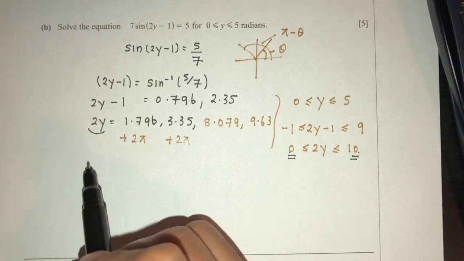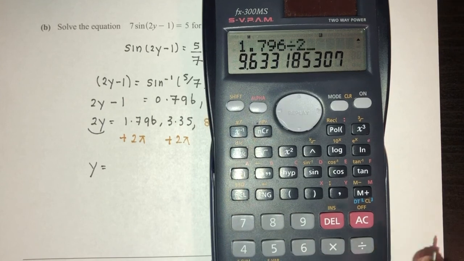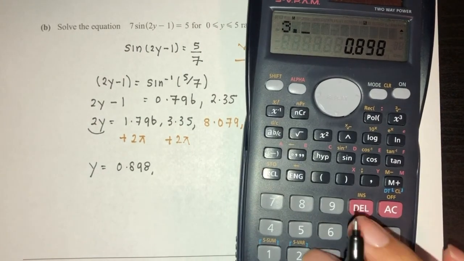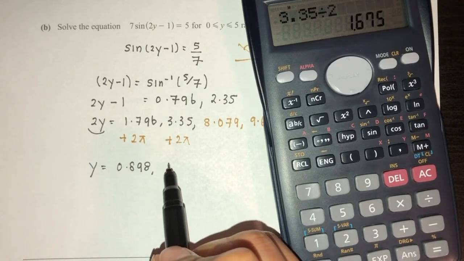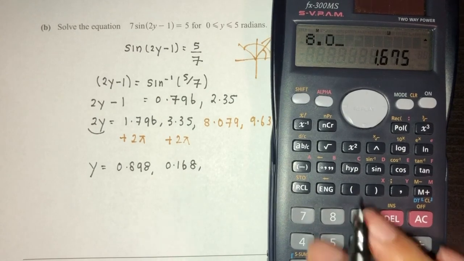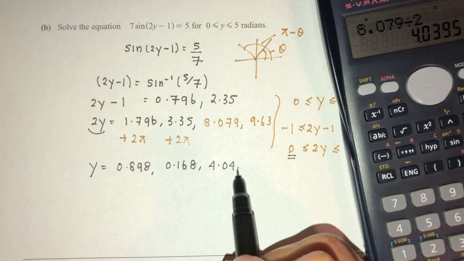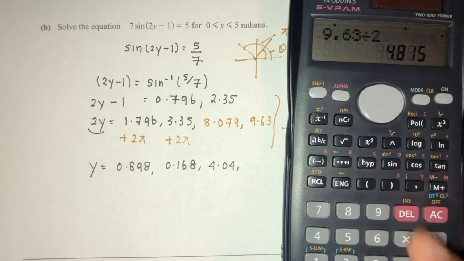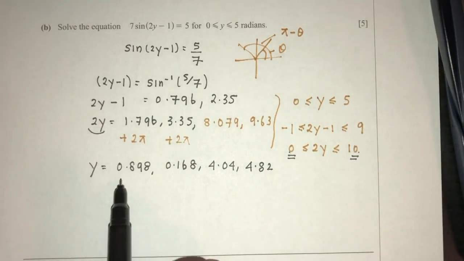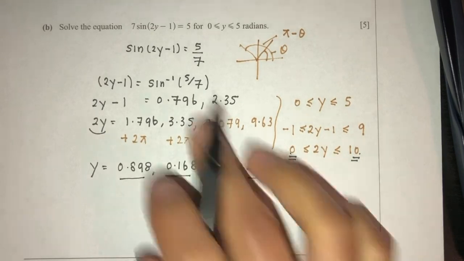Now finally, we want to find the value of y. So divide by 2. That will be 0.898. 3.35 divided by 2 will be 1.68. Then that will be 4.04, and that will be 4.82. So these will be the values for y which are valid for your equation.